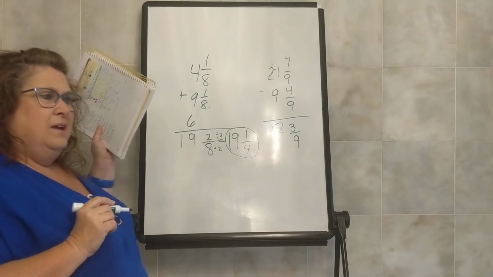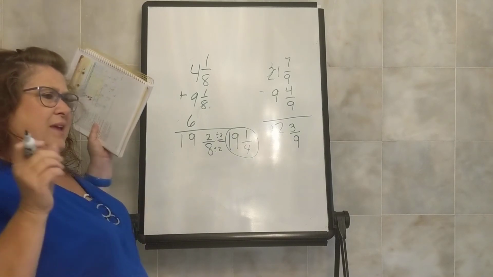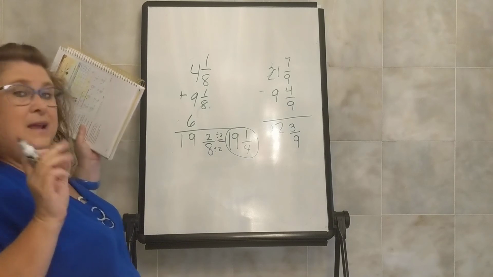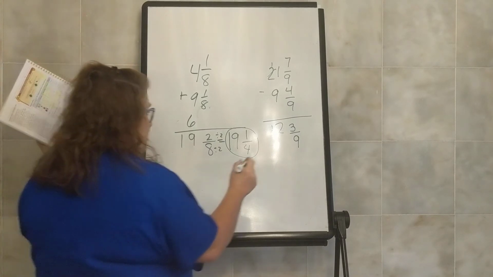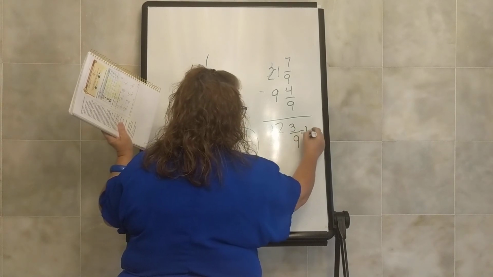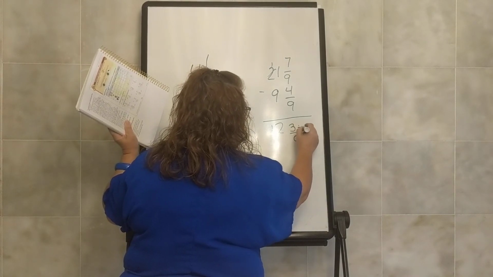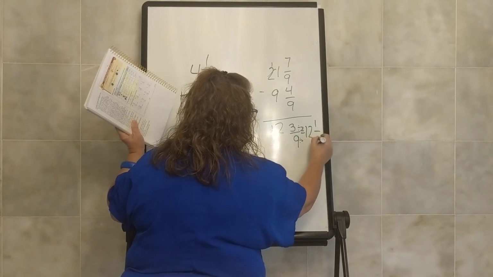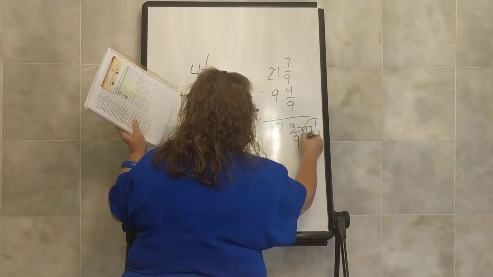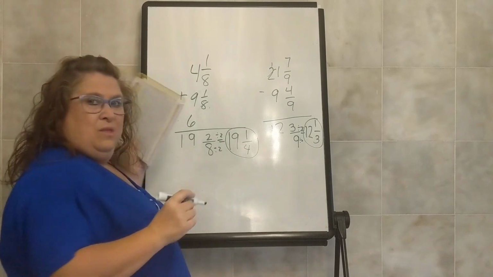We have to think, can we multiply 3 by anything and get to 9? 3, 6, 9. Yes, we can. So 3 will be our greatest common factor. So we have to rewrite our whole number, 12. 3 divided by 3 is 1. 9 divided by 3 is 3. So our answer is 12 and 1/3.